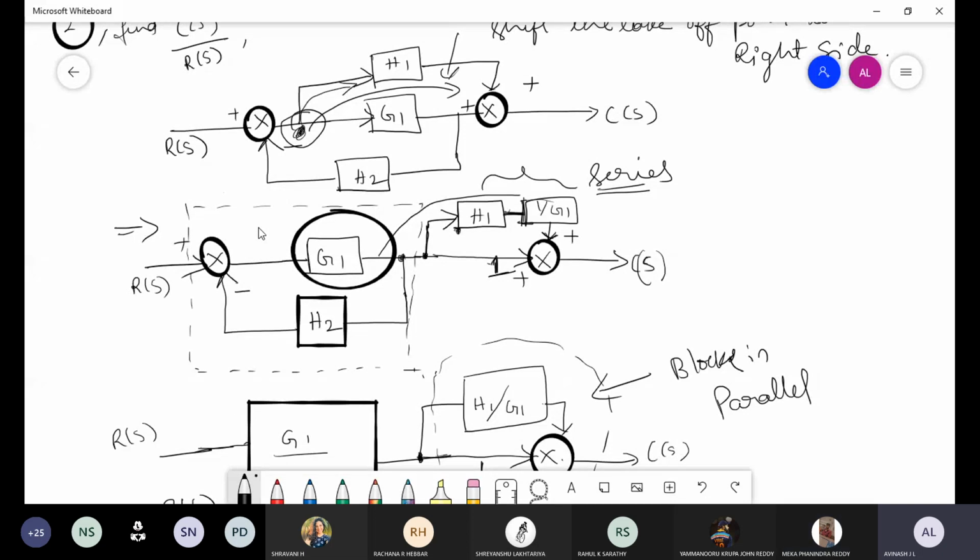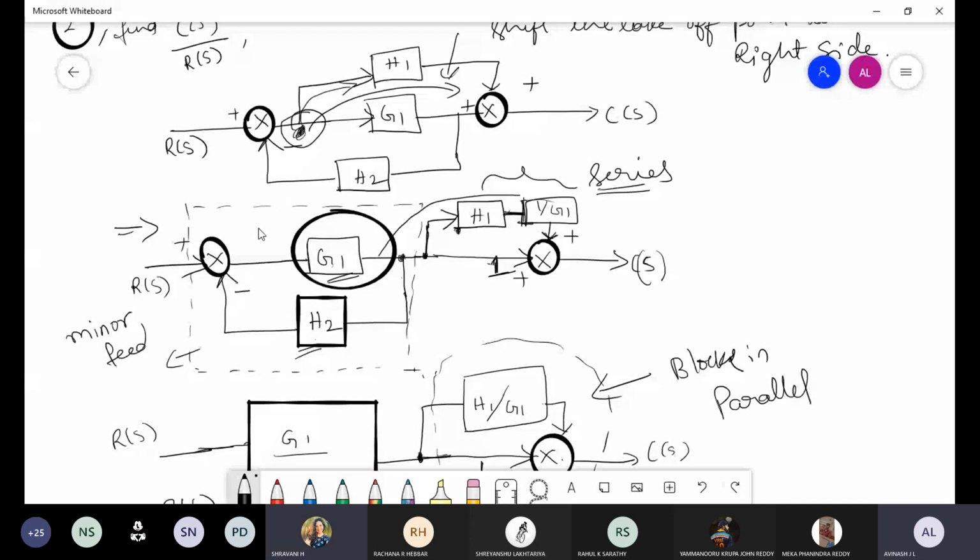Next, here you can see one summing point, one forward block and one feedback block: G1, H2 and the summing point. Whatever I indicated in the dotted line will be the minor feedback loop, correct? Yes, sir. This will be acting as a minor feedback loop. All of you agree?